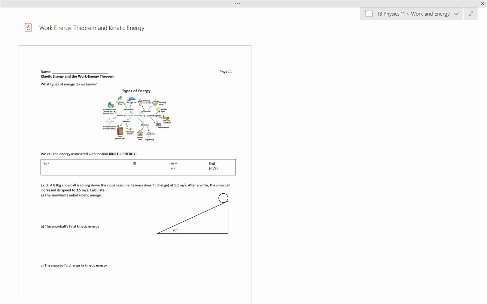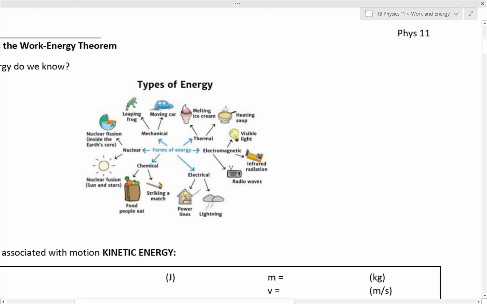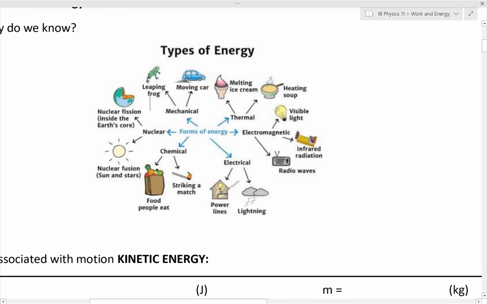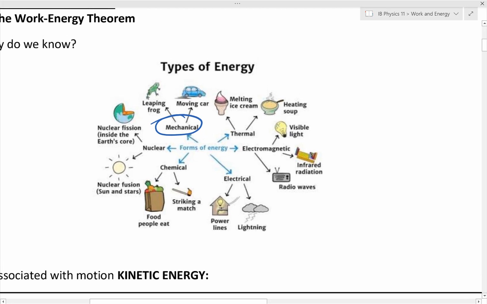In these videos, we are going to talk about kinetic energy and how it relates to the work-energy theorem. Before we do that, we want to talk about the types of energy just to give you a sense of where kinetic energy fits in the whole grand scheme of things. Kinetic energy actually belongs in a category called mechanical energy. So what that includes is things like moving cars, which is where kinetic energy fits.